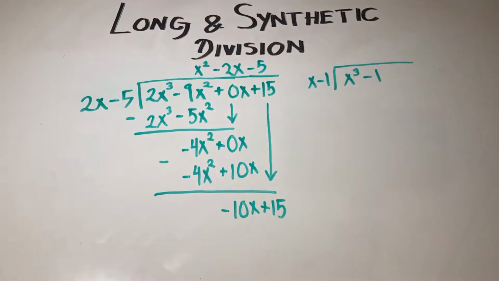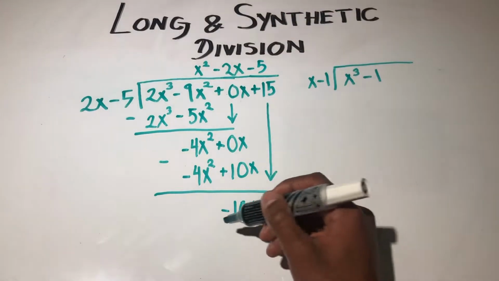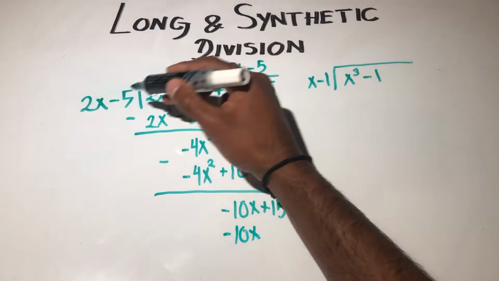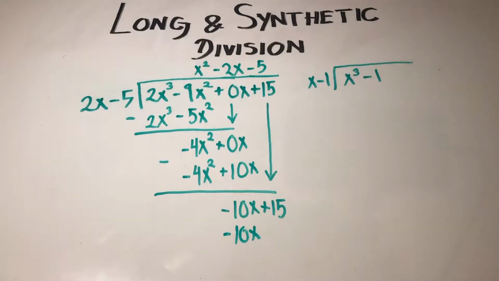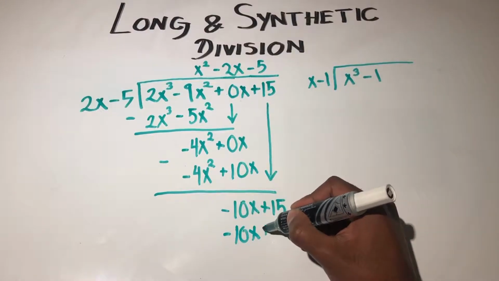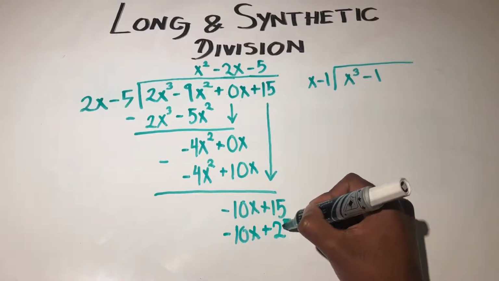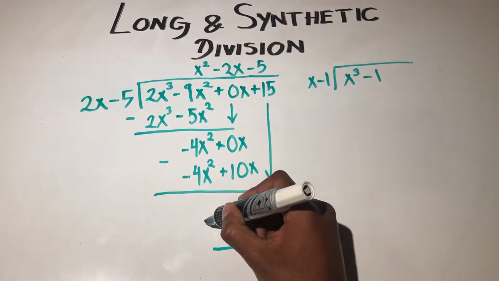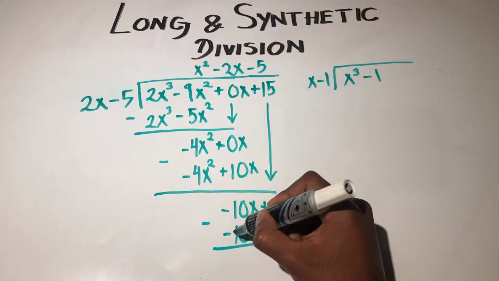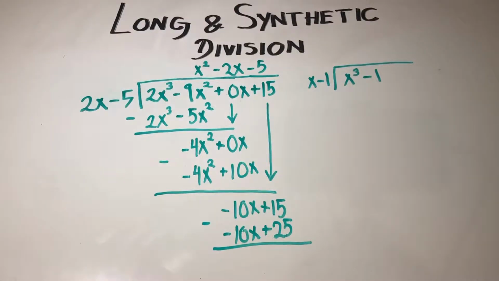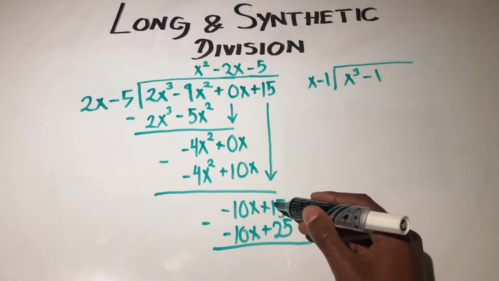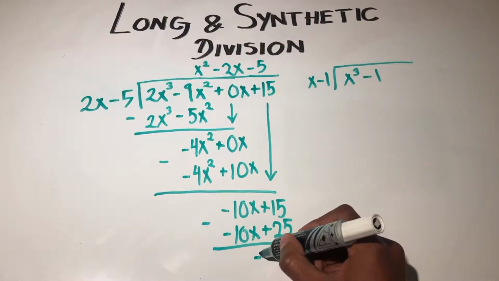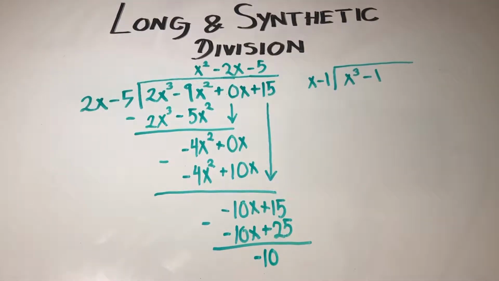Negative 5 times 2x is going to give us negative 10x. And then negative 5 times negative 5 is going to give us positive 25. So negative 10x minus negative 10x is going to give us 0. 15 minus 25 is going to give us negative 10. And that's our remainder.